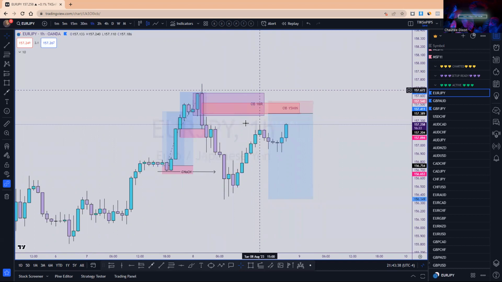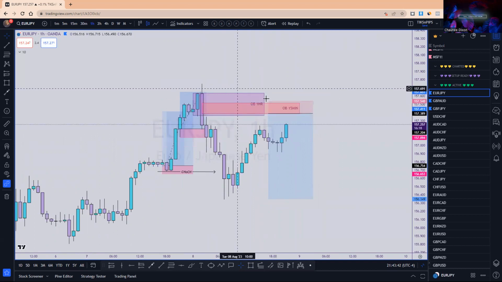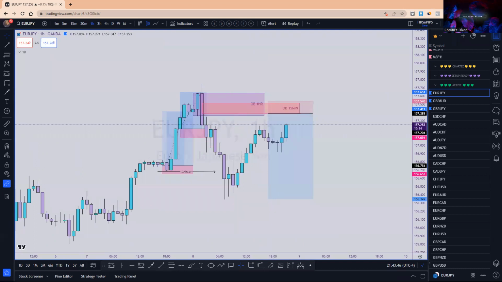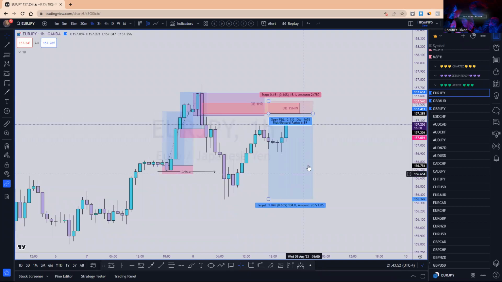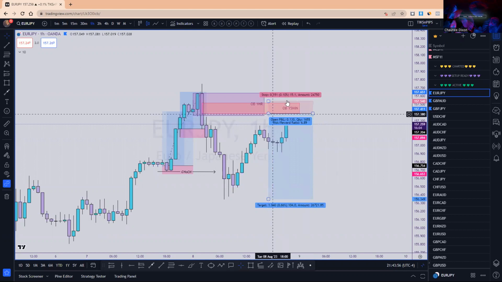So this is the method where you wait for a change of character within a higher time frame order block. Do you enter off the top or the bottom of it? Yes, I do. So you can see that here, the entry on this short position markup right here is right on the bottom of this OB.